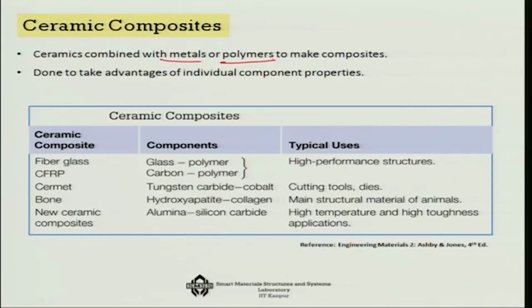Among ceramic composites, fiberglass is one of the important ones, which is a composite of glass and polymer used for high performance structures. CFRP has carbon as a reinforcement in the polymer. Cermet uses tungsten carbide with cobalt, and that is used in cutting tools. Our human bone is one of the best examples of ceramic composites, where you have collagen fibers. Collagen here works like a fiber and hydroxyapatite works like a matrix. There are many new ceramic composites coming up, like alumina silicon carbide, which has high temperature and high toughness applications.